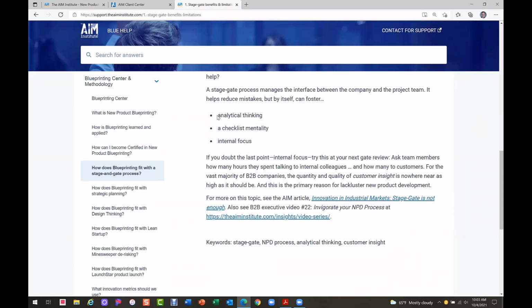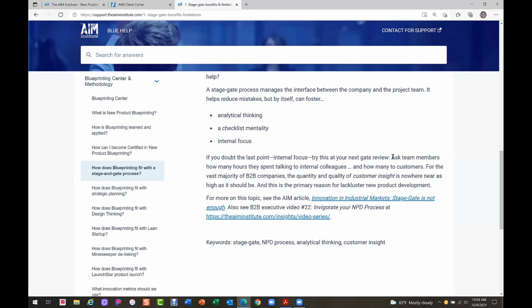It's very easy for a lot of companies to also experience some downsides of the StageGate process. We get into analytical thinking. The brain works in one of 2 ways. Either it's kind of this expansive, what can I do way of thinking, or it's what did I miss? And studies show that given a chance, the analytical, what did I miss, will take over, kind of a checklist mentality, and a little bit of an internal focus.